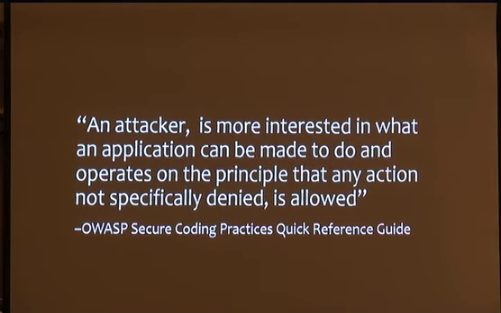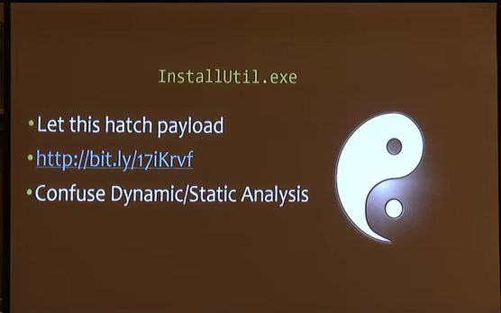A word from our sponsors, if you will. Primarily, an attacker is going to be more interested in what an application can be made to do, and operates on the principle that any action not specifically denied is going to be allowed. So with some of these sponsor tools, I don't necessarily care what it was intended to do. My goal is to run a rogue binary, so I'm going to misuse or misappropriate that application to accomplish the action. That's what we're going for here. The very first tool here is called InstallUtil.exe. How many have heard of this tool before? Okay, it's on every Windows machine that has the .NET framework.